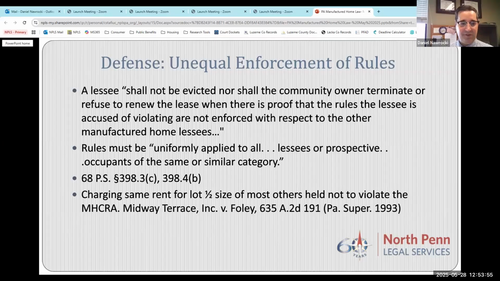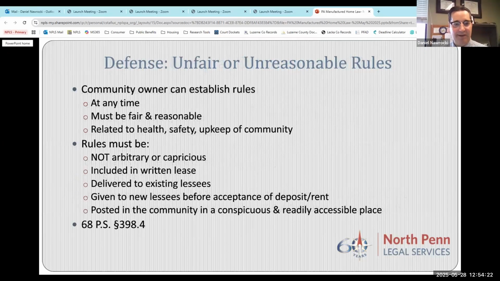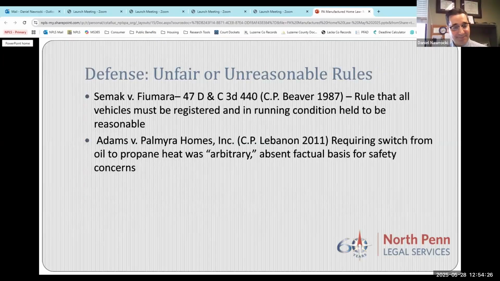So this is where you bring the copy of the MHCRA and show the judge that if they're not applying the rules equally, here are all the pictures of all of the other manufactured homes in the park. Look at these properties. They can't evict them if they're not evicting everyone else. I think their argument in that case was that maybe they are evicting them, but they didn't really say one way or the other.